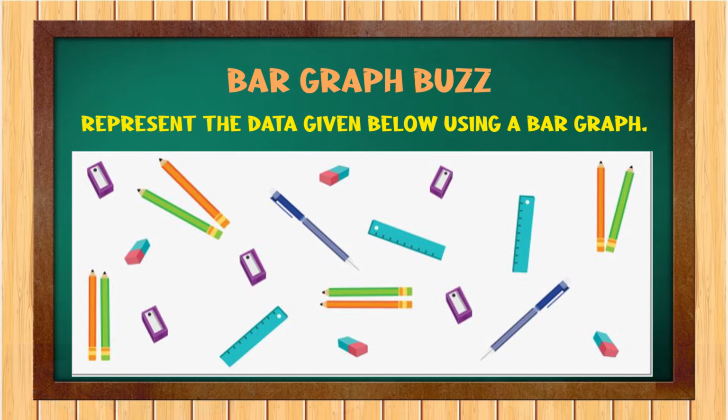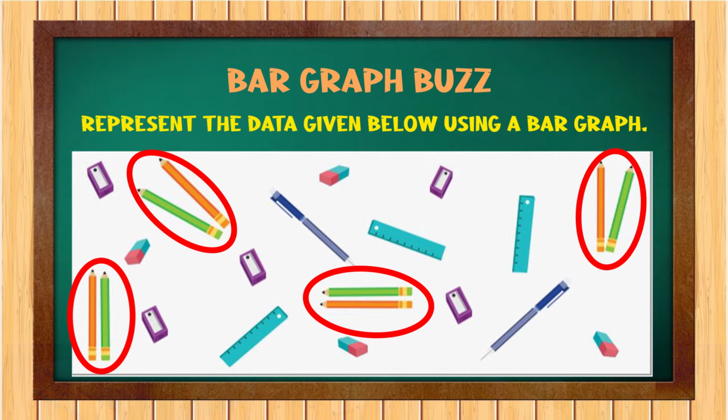So looking at all these supplies, I can tell we have pencils, sharpeners, erasers, rulers, and pens. That's about it, right? Good. So how many pencils do we have? Let's organize it in a table. How many pencils do we have? Let's count. They're in groups of twos, right? So we have 2, 4, 6, 8. 8 pencils in total. Good.